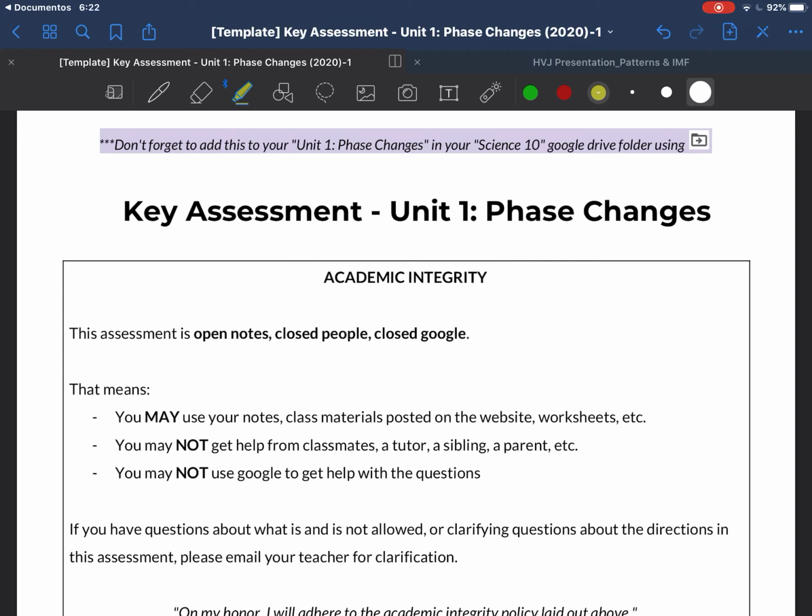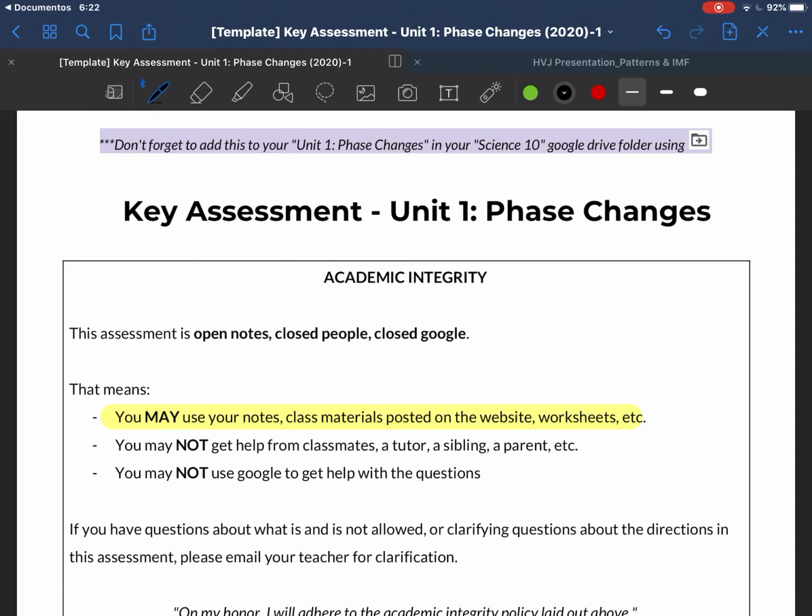All right, so before we even get into the questions, I'd like to address something here in the academic integrity piece. Notice, you may use your notes, class materials, stuff on the website, Google Classroom, worksheets, anything that you have. So in this assessment, this was asynchronous. There was no time limit. You weren't under any sort of intense pressure here.